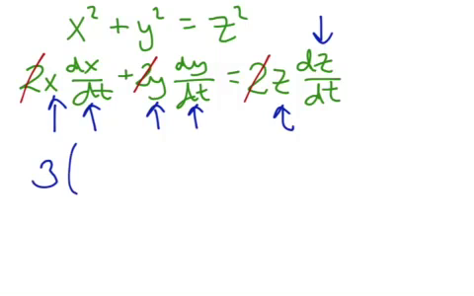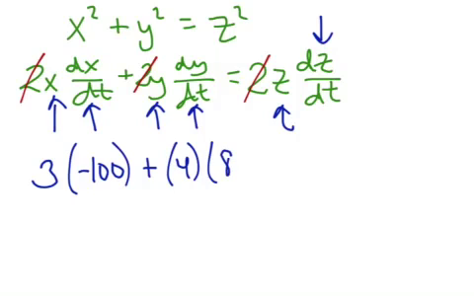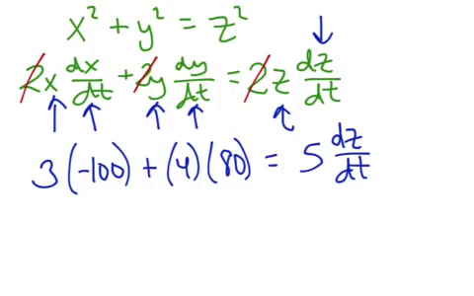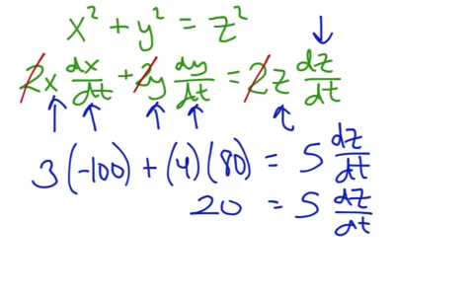We said x was going to be 3 and dx/dt was negative 100. We said y was going to be 4 and dy/dt was a positive 80. And we just calculated z to be 5. And so we have this relationship here. So we got a negative 300, and then this is going to be a positive 320. So this is going to be a positive 20 is equal to 5 dz/dt. And so dz/dt, excuse me, is equal to 4, whatever the unit, should be miles per hour.